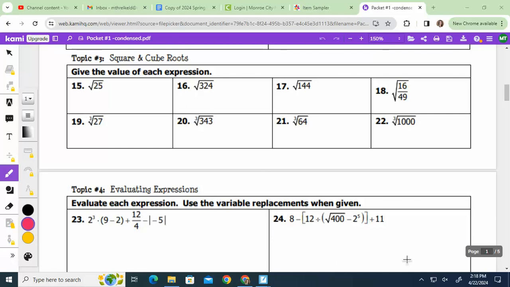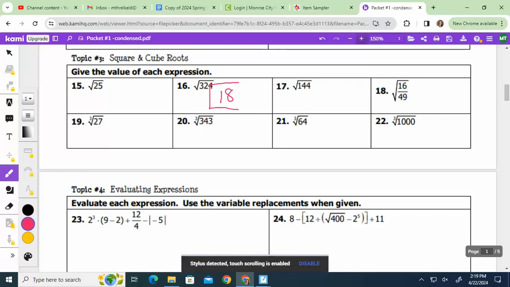So I am going to skip the stuff about classifying numbers and properties. And I want to go down and make sure you guys remember how to do radicals on your calculator. Okay, so let's look at problem number 16. If I say the square root of 324, everybody type that in your calculator. What do we get? 18.